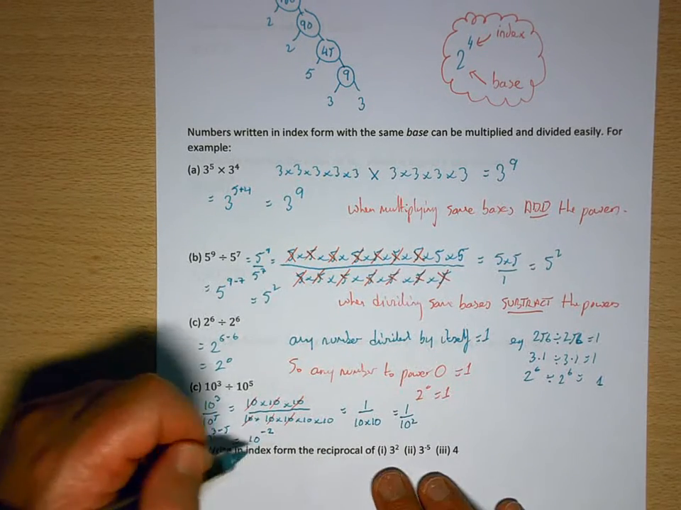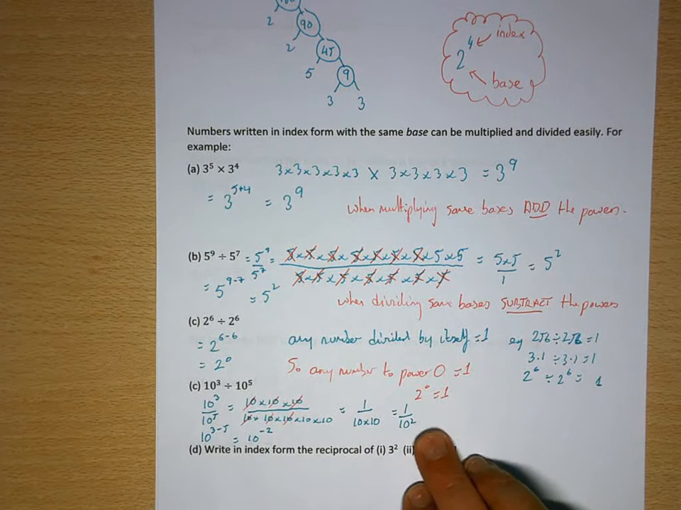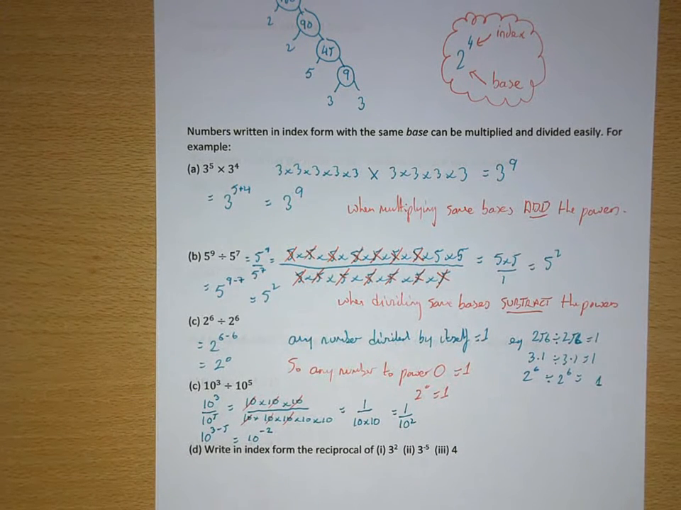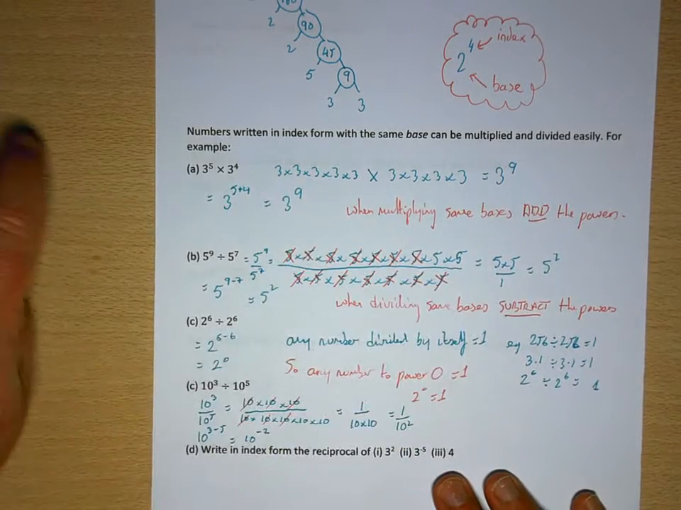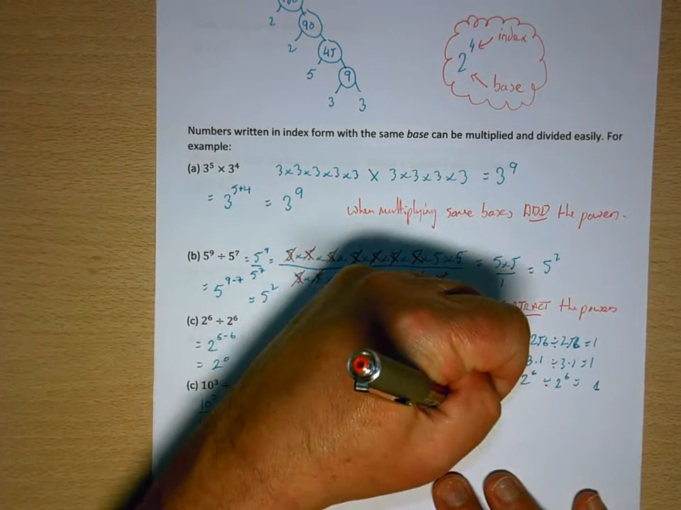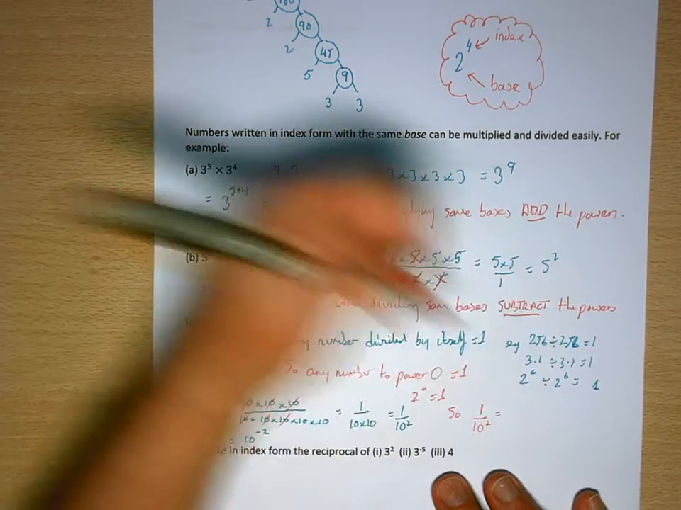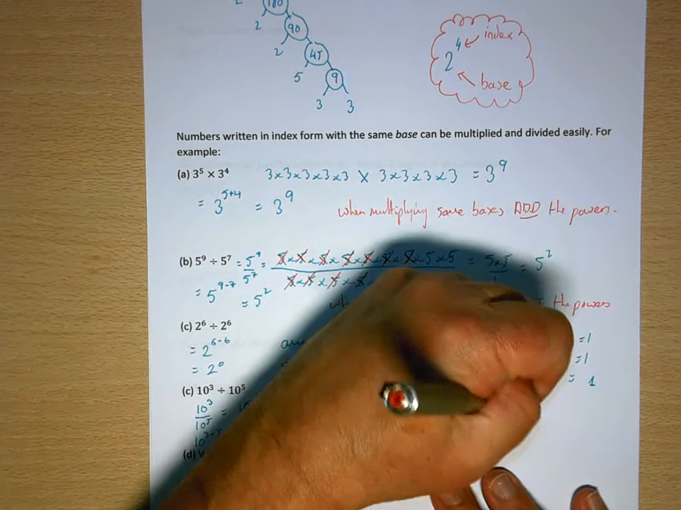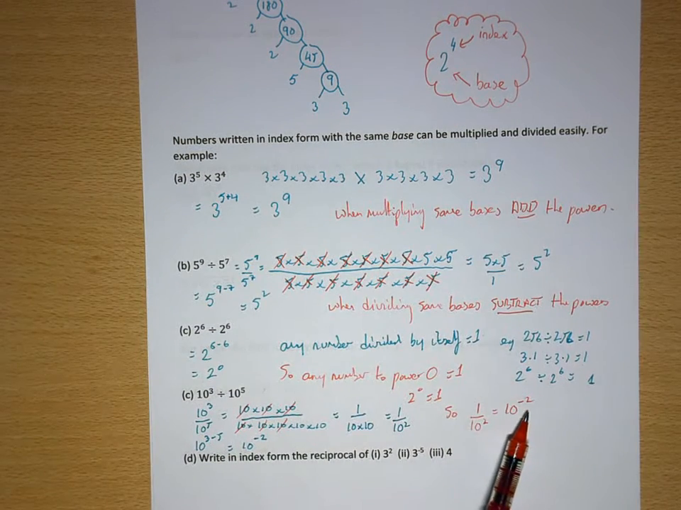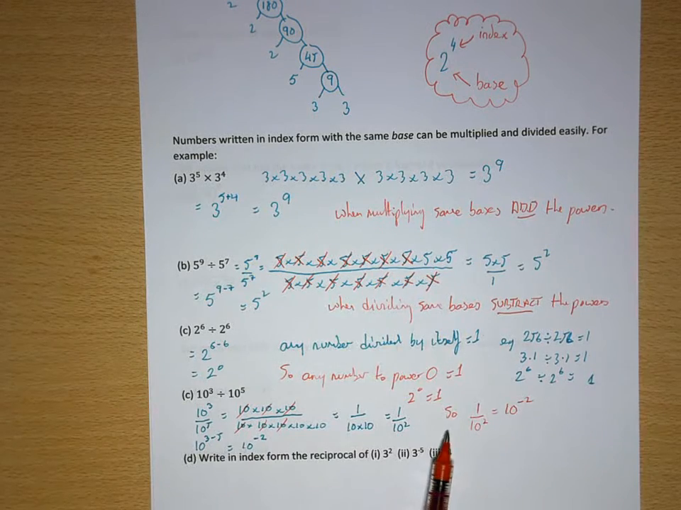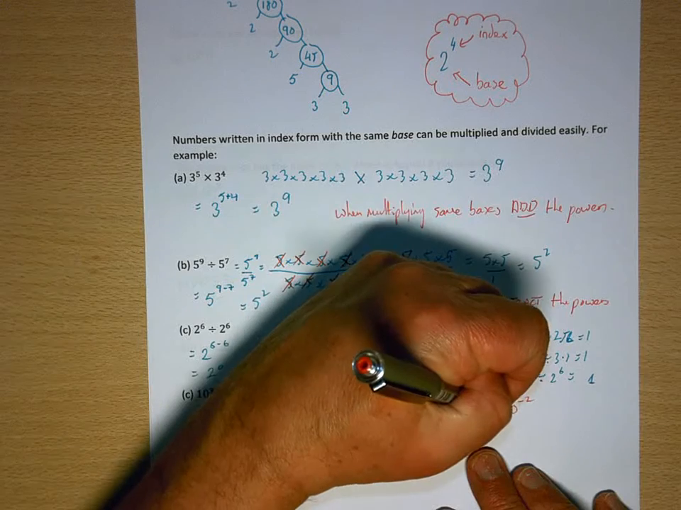So what that means is 10 to the power of minus 2 is the same as 1 over 10 to the 2, and this is called the reciprocal. So 1 over 10 to the power of 2 is the same as 10 to the minus 2. So if you see you've got a negative power, you can get rid of the negative power by writing it as 1 over that. This is known as the reciprocal.